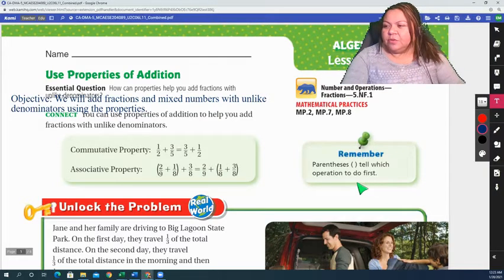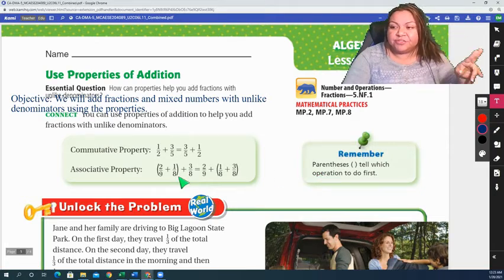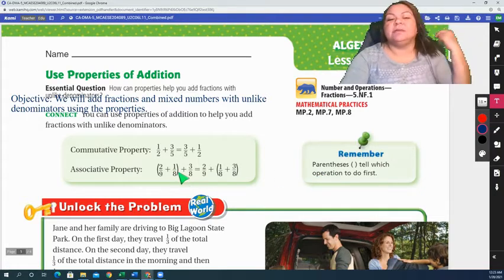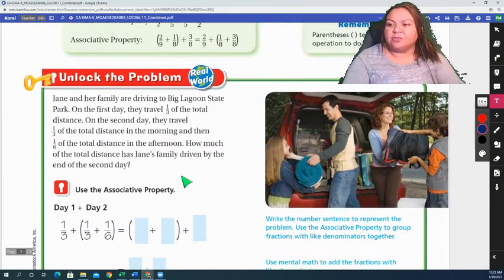One thing that you have to remember, don't forget that we do parentheses first. That's the reason why this is important, because the parentheses tell us what operation to do first. In this example, 2/9 plus 1/8 will be added first. Okay, so let's look at the example.